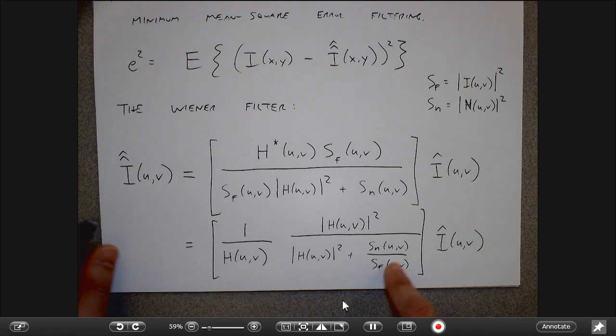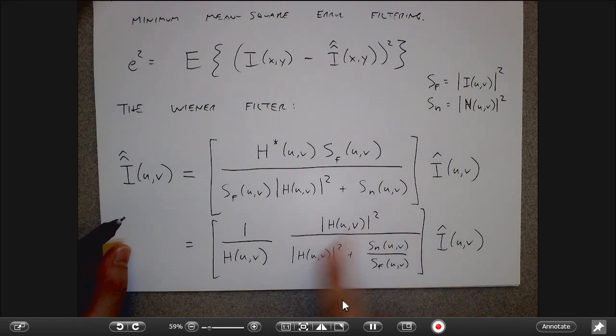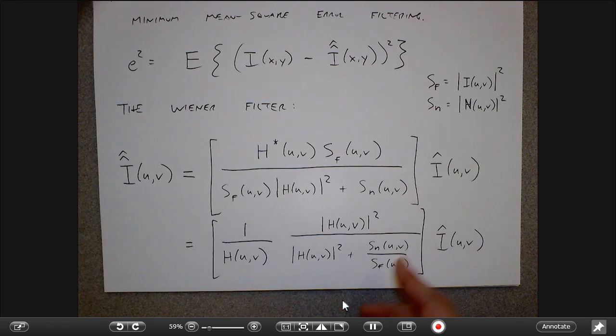If the noise is known to be 0, then basically this term goes away, and this term turns into 1, and I just get the inverse filter. So if I have no noise, then I get the inverse filter. If I do have noise, I have something that's getting close to the inverse filter, but doesn't have the bad numerical properties that the inverse filter does, right?